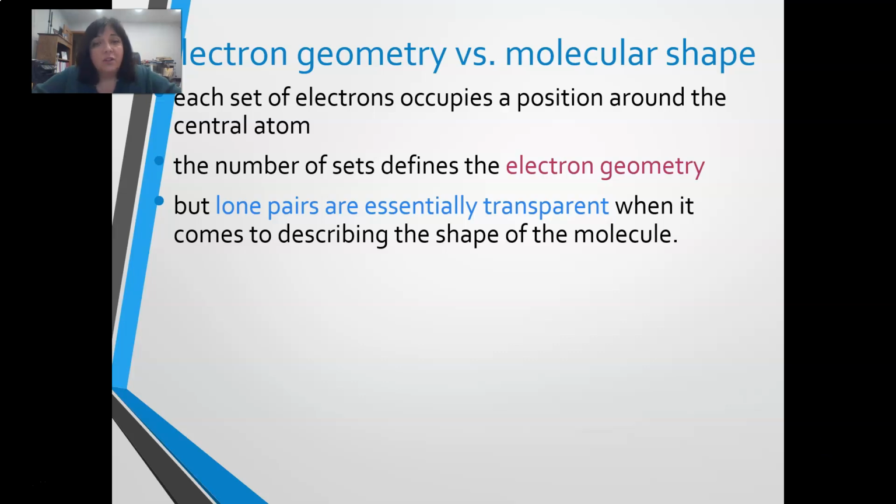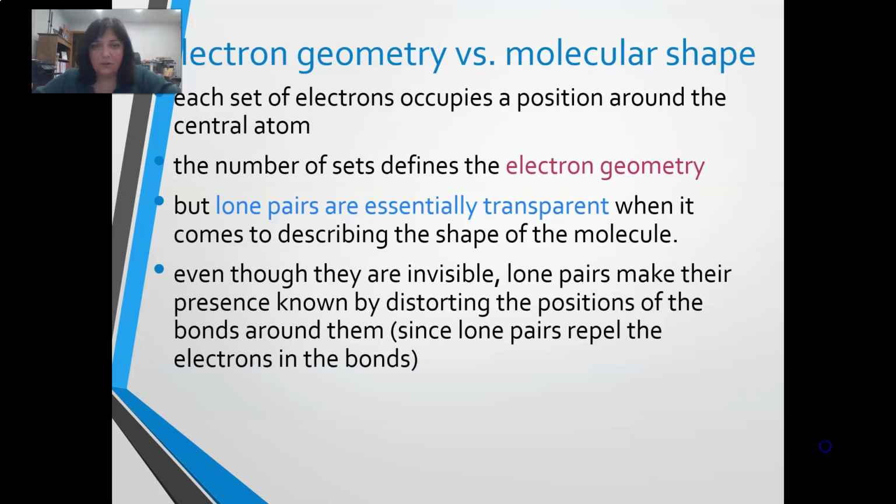But if there are lone pairs, which are essentially transparent when you're thinking about the shape of the molecule themselves, like where are the actual atoms, lone pairs aren't an atom. They don't represent an angle, essentially. So the lone pairs may be present and are part of the electron geometry, but they are not part of the molecular geometry. So even though they're invisible, the lone pairs are going to make their presence known by distorting the positions of the bonds around them.